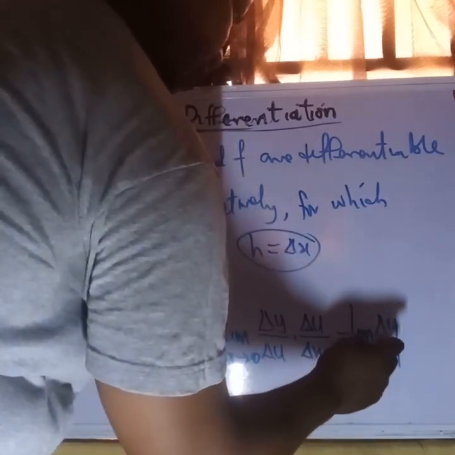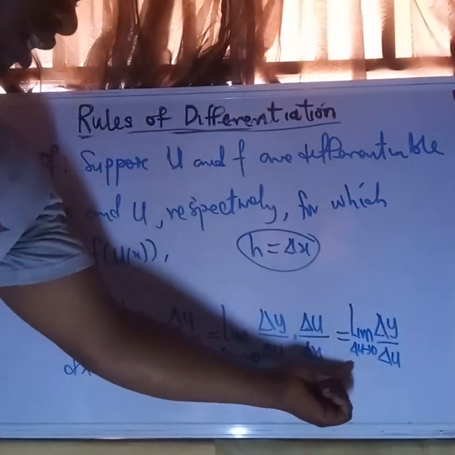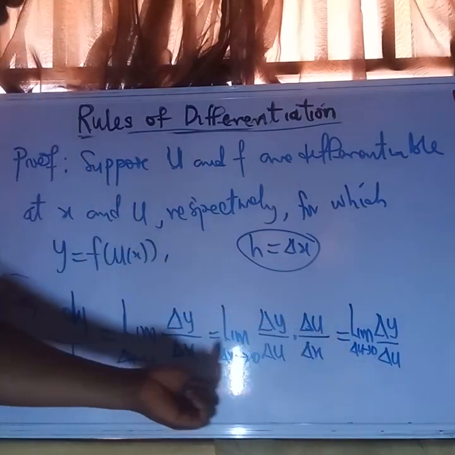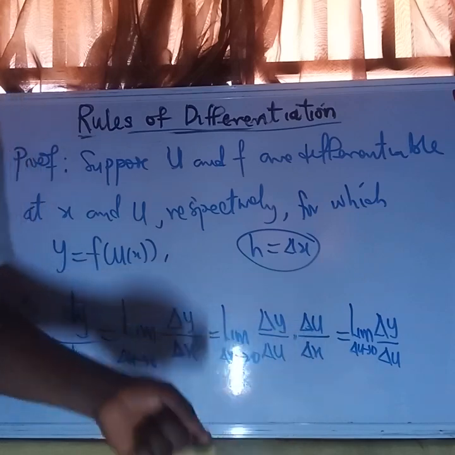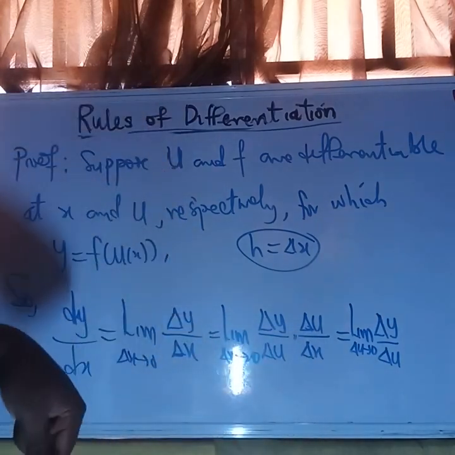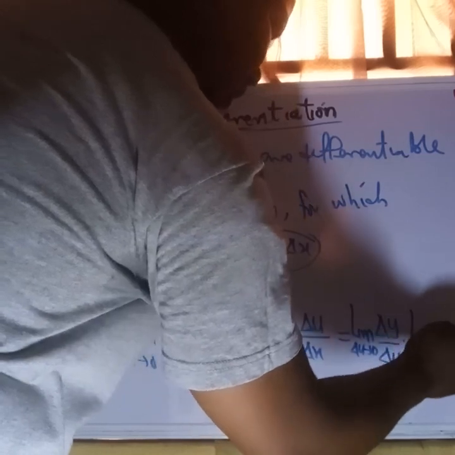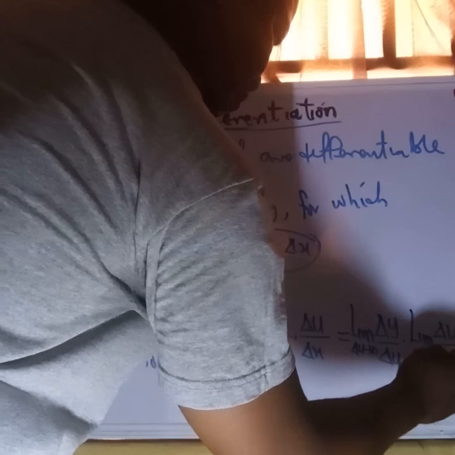Okay, so here this will be delta u. It is delta u because as delta u tends to 0, compulsorily this delta s also goes to 0, since u is depending on x. Okay, and this will be the limit of delta u over delta x as delta s goes to 0.